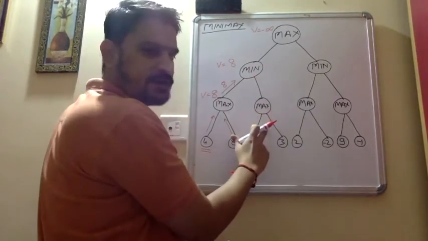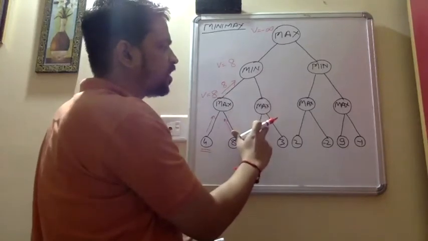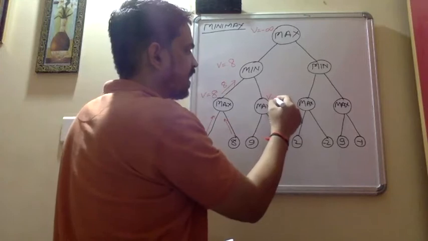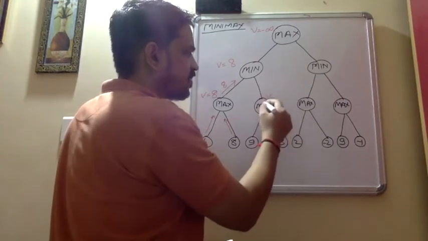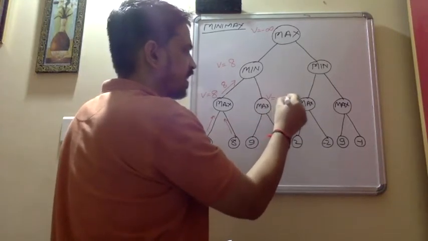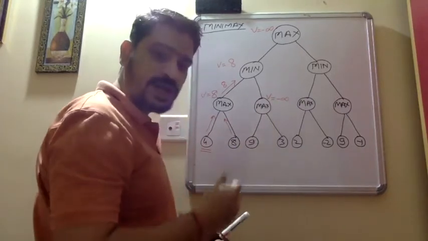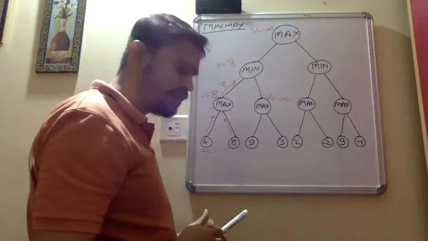We'll go to the right part of it. What is the value of v? The value of v here is initialized again, because this is a max. It will be initialized to minus infinite. Then we'll go to the left part of it, because we have to go left, then root, and then right. In that way we have to traverse.